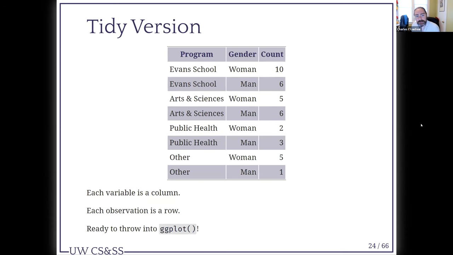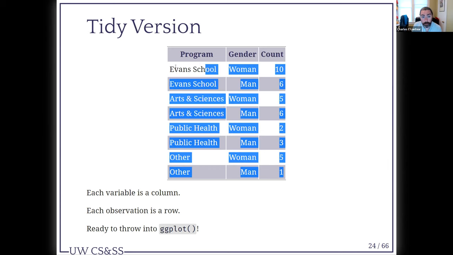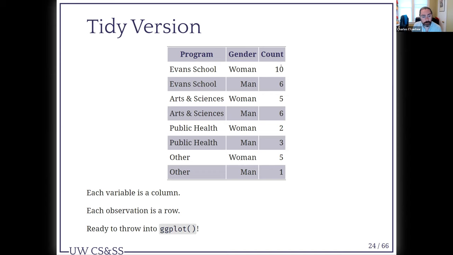What we want instead is something that looks like this. This is the tidy version of the same data set. We have each variable in a column: the program, the gender, and the count of people. We have each observation in a row. An observation is, for instance, the Evans School women count of 10. That is one observation contained entirely in one row.